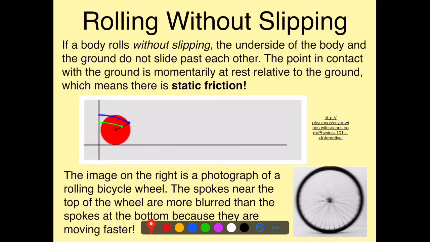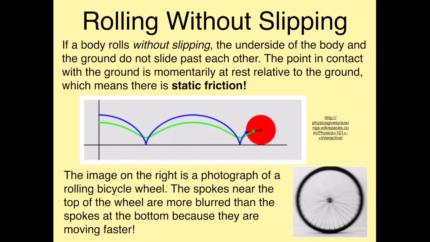Just before it touches the ground, that blue point is moving straight down, and then just after, it's moving straight up, which means for that tiny moment in time when it's touching the ground, it's at rest relative to the ground. And that means there's static friction between the wheel and the ground in order to prevent it from slipping. Static friction, not kinetic.